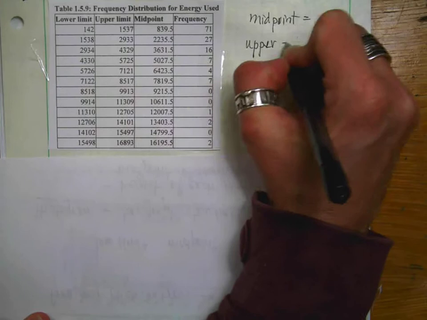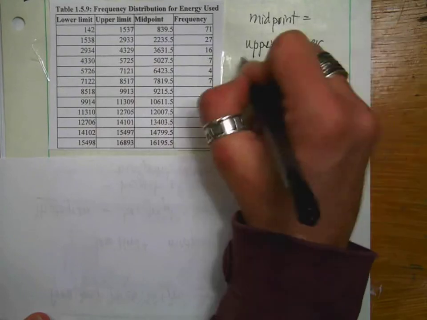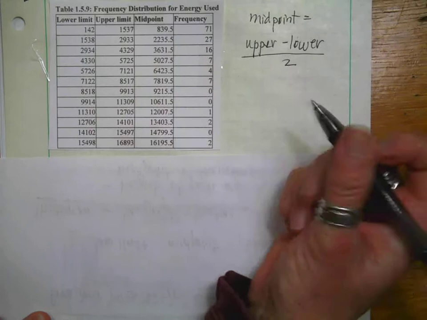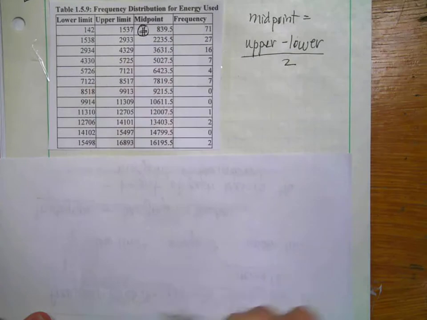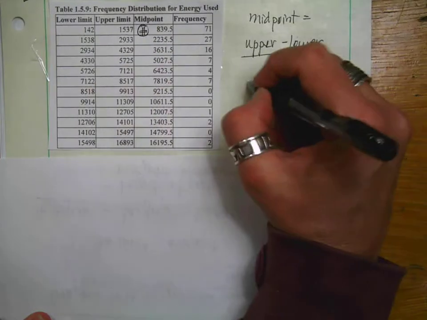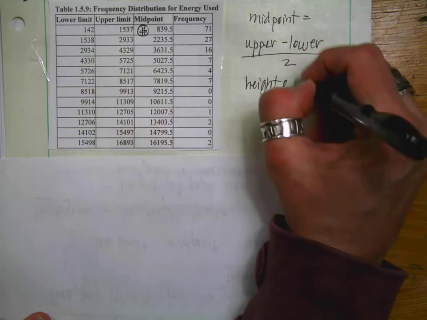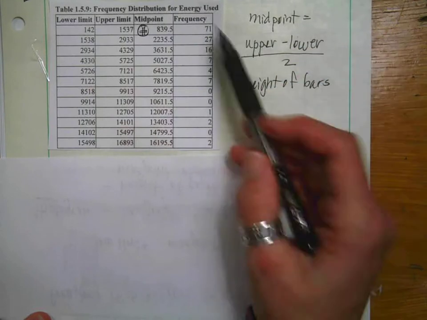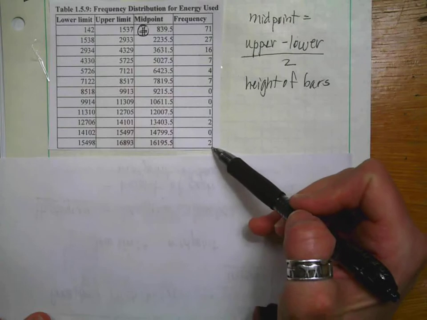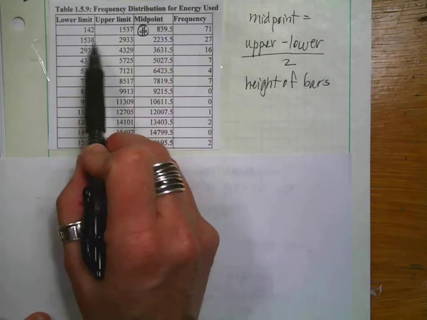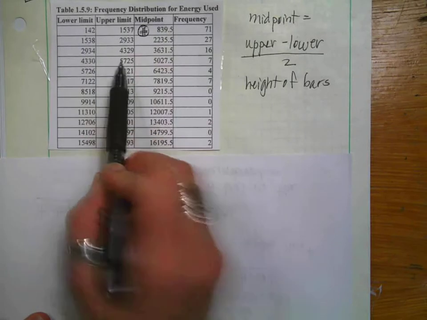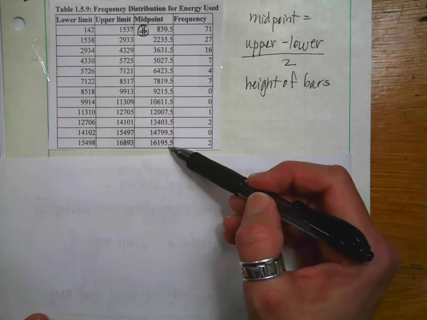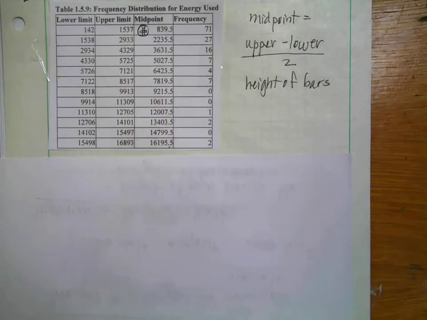Remember that midpoint is going to be upper minus the lower, and we divide by 2 because it's the middle of the bar. So the midpoint is actually going to be the value that we show, or the height of the graph. I'm going to write that it is the height of the bars. And notice that I have a frequency for all of these different countries, but each of these have a lower and an upper. And then in this column, they've given you all of the midpoints.